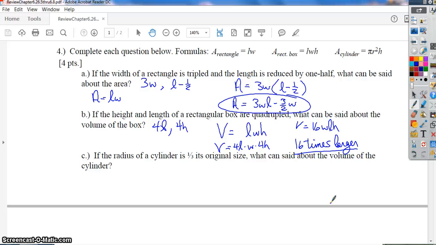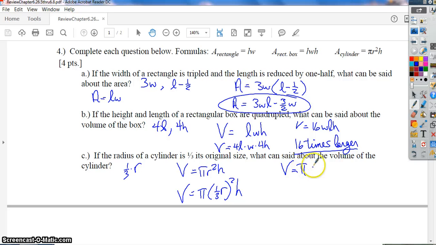If the radius of a cylinder is 1/3 its original size, so radius times 1/3, that's our new radius. What can be said about the volume of a cylinder? The original volume is pi r squared h. The new one is going to be pi times (1/3 r) squared times h. If I square this, it is 1/9 r squared times h.